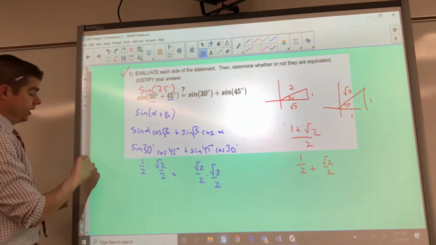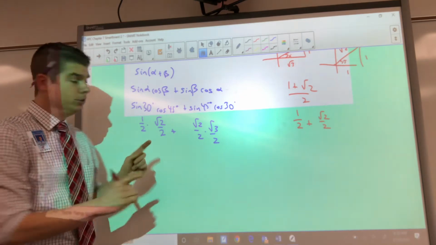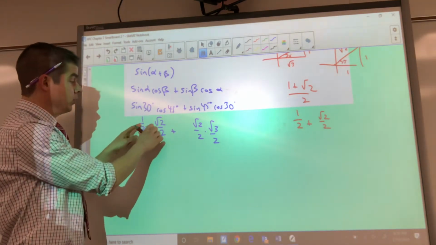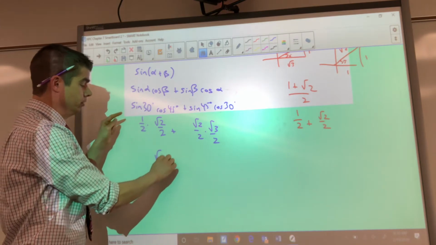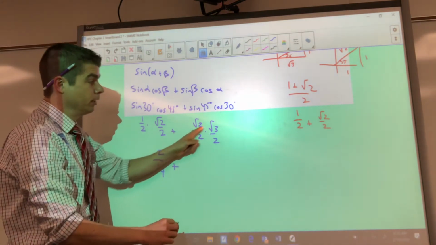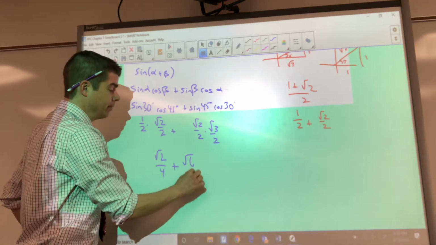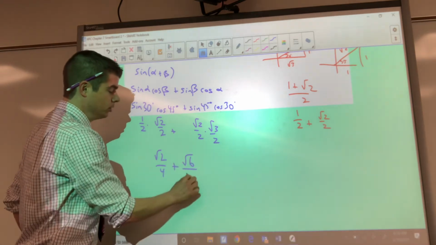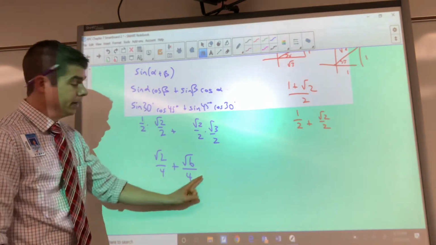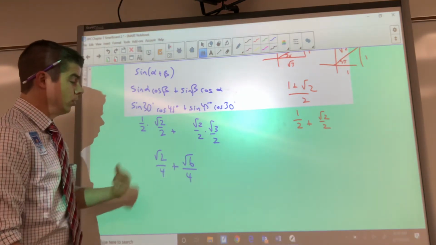So when I simplify this, remember when you're multiplying fractions, you may just multiply across the numerators and the denominators. So 1 times root 2 is root 2, 2 times 2 is 4. Plus, root 2 times root 3, because those are both square roots, they can be combined as root 6. 2 times 2 is 4. And it already has a common denominator, so I can add this up to be root 6 plus root 2 over 4.